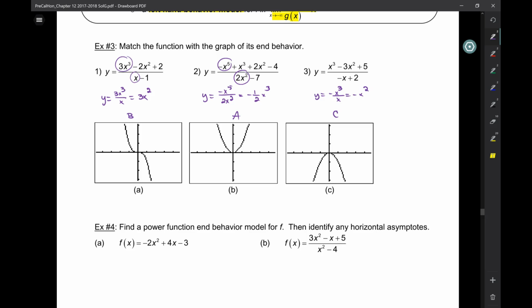The end behavior of this will be the same as the end behavior of this. The end behavior of one will be infinity, and its end behavior model will be infinity. But now I have a simpler function that I can carry around with me.